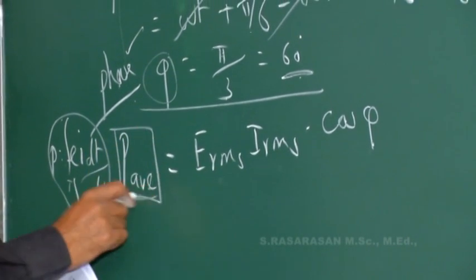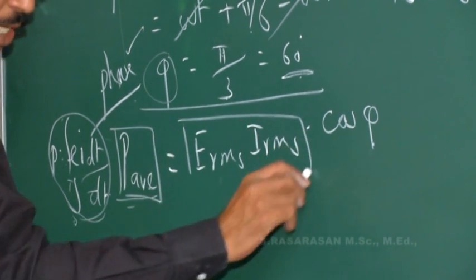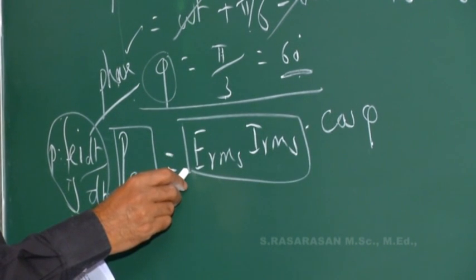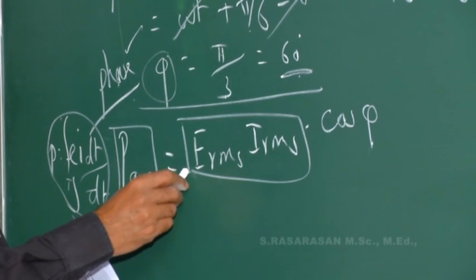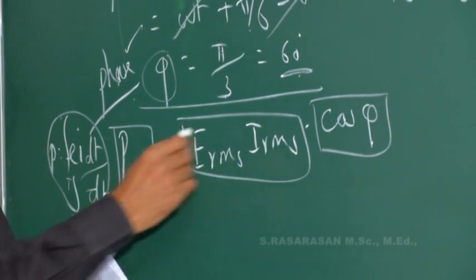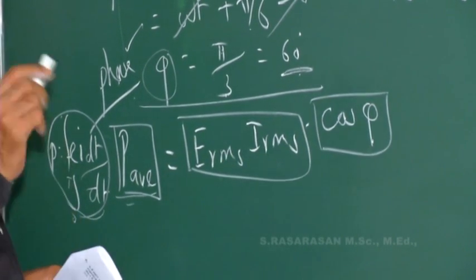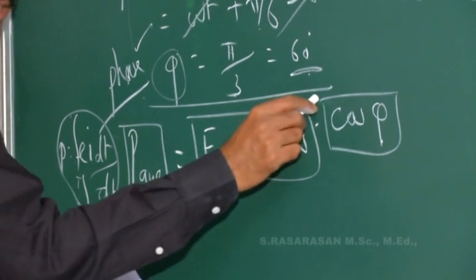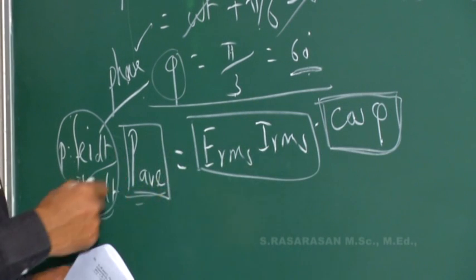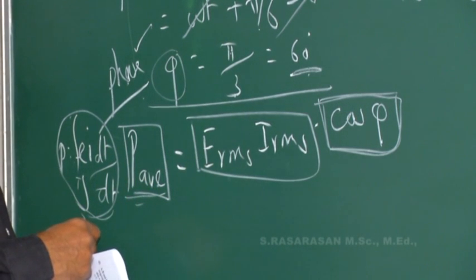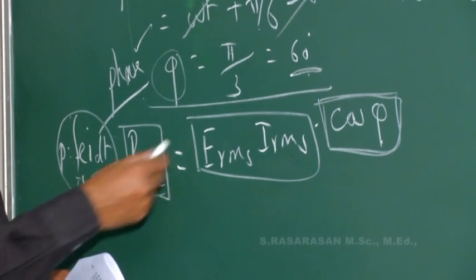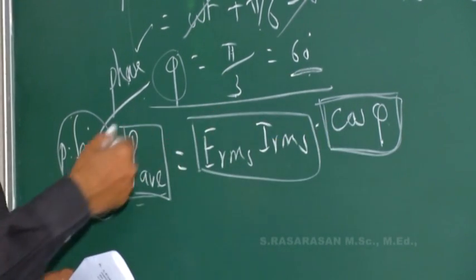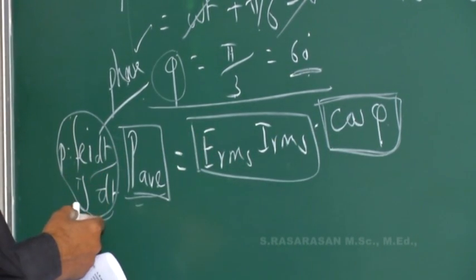What we call this one is the true power. This one is the apparent power, or virtual power. This is called the power factor. Phi is the phase difference between the effective voltage and effective current, whereas cos phi is known as the power factor. Here phi is 60, so the power factor is cos 60.